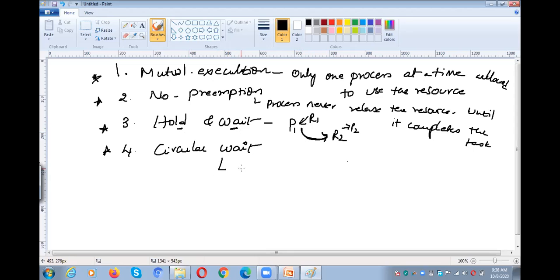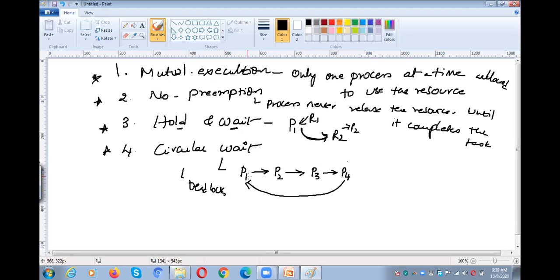And what is circular wait? P1 is waiting for the resource which was allocated to P2. P2 is waiting for the resource allocated to P3, and P3 is waiting for a resource which was allocated to P4. Again P4 is waiting for the resource which is allocated to P1. What happened here? All the processes are waiting in a circular fashion, right? So then a loop will form. So automatically it will create a deadlock. Did you get my point?